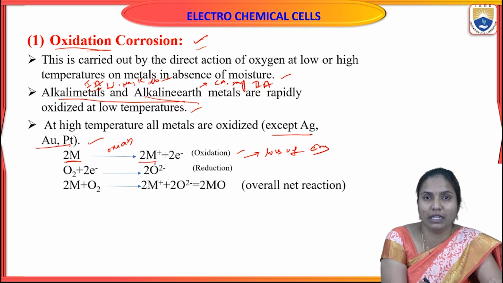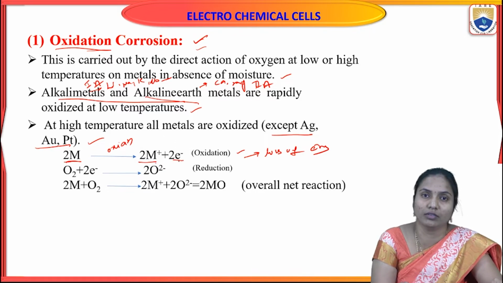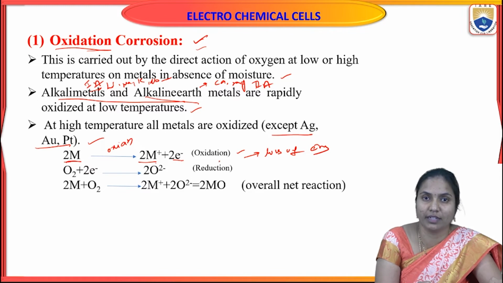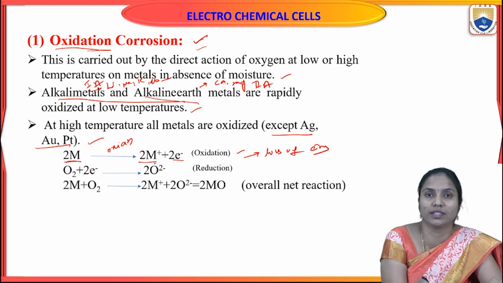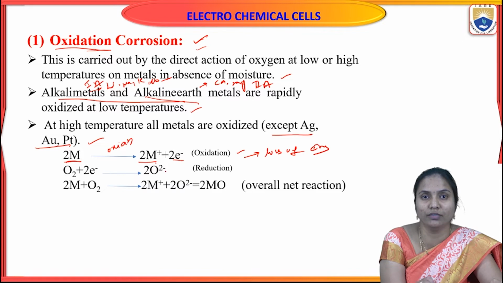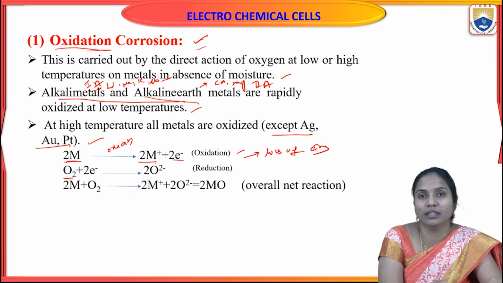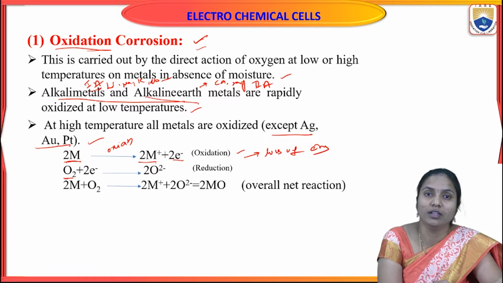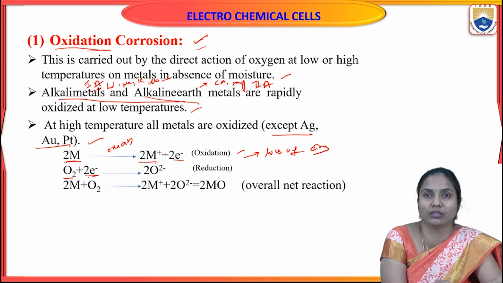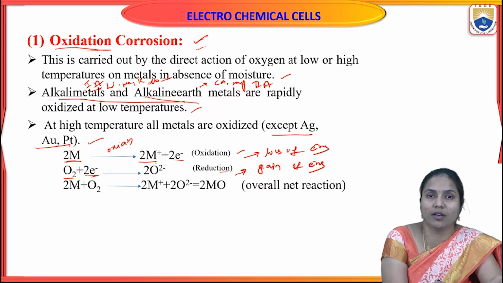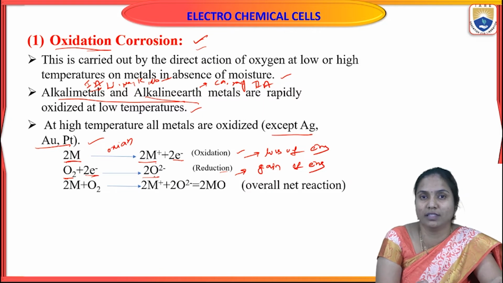It gives metal ions and loss of 2 electrons because it is an oxidation reaction. So any metal undergoes oxidation, then gives metal ions and loss of 2 electrons. At the cathodic area, that means the reduction process. In this reduction, oxygen gains electrons, because reduction means gain of electrons. So oxygen gains electrons and then gives 2O2−.